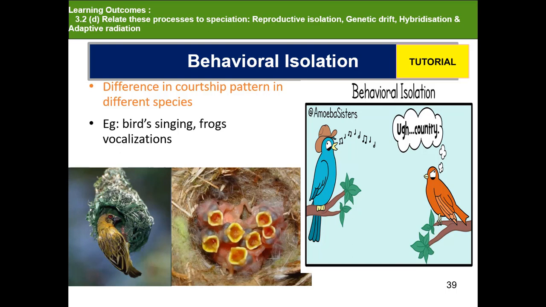Next factor is behavioral isolation, different courtship patterns in different species. Examples: the types of bird singing or frogs' vocalization.